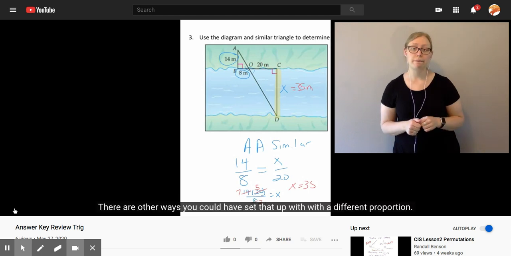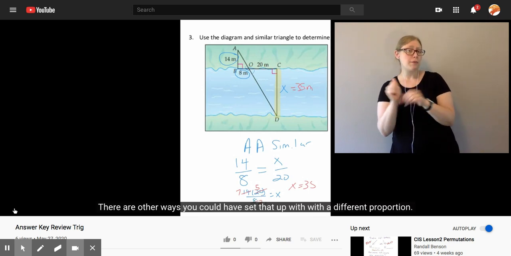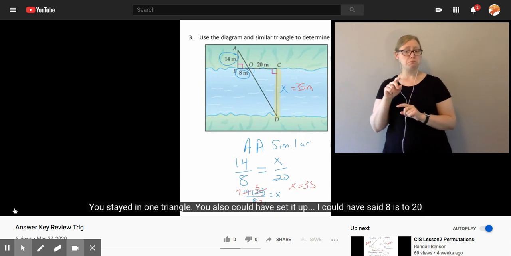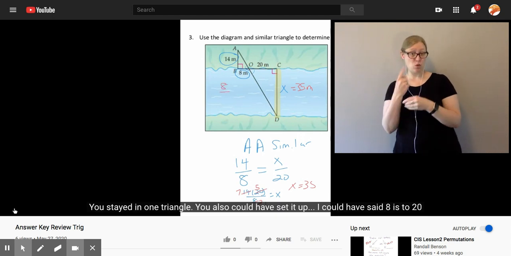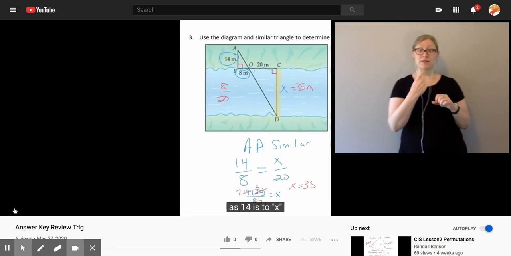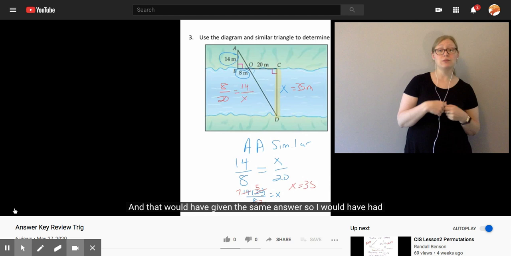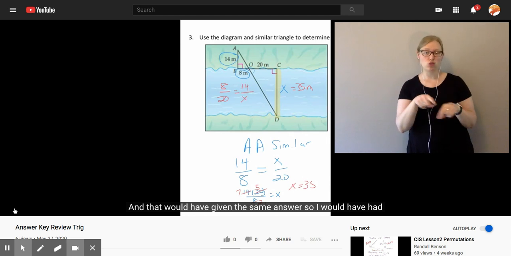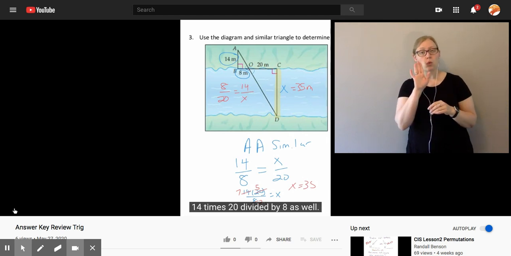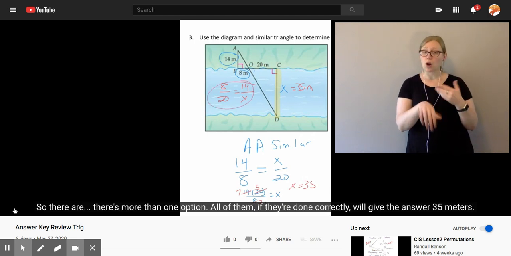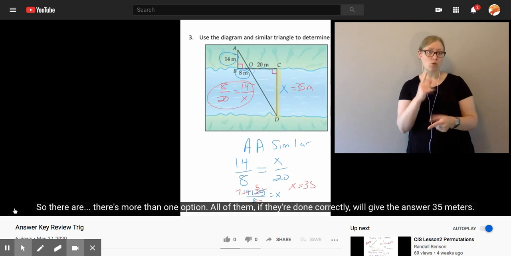There are other ways you could have set that up with a different proportion. If you stayed in one triangle, you also could have set it up. I could have said 8 is to 20 as 14 is to x, and that would have given the same answer. So I would have had 14 times 20 divided by 8 as well. So there's more than one option. All of them, if they're done correctly, will give the answer 35 meters.